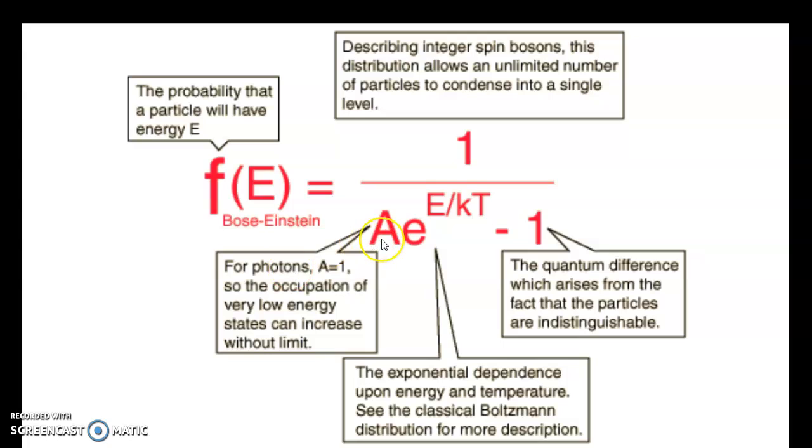For photons, A is equal to 1. So the occupation of very low energy states can increase without limit. The exponential dependence is very similar to the Boltzmann. But what we have here is the -1, the quantum difference, which arises from the effect that the particles are indistinguishable. That's a fact to think about.